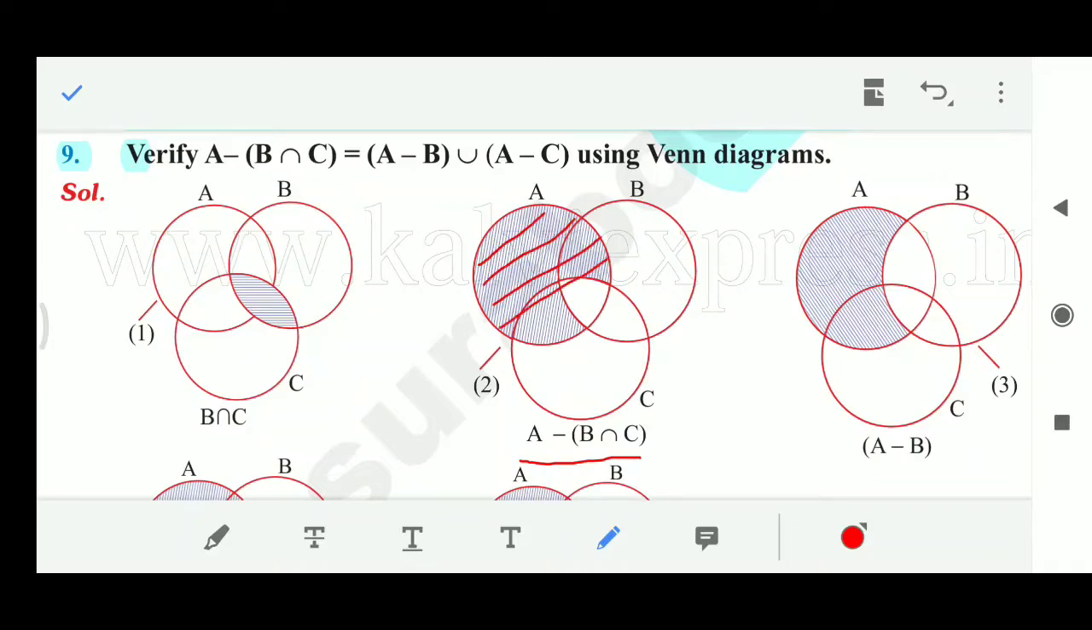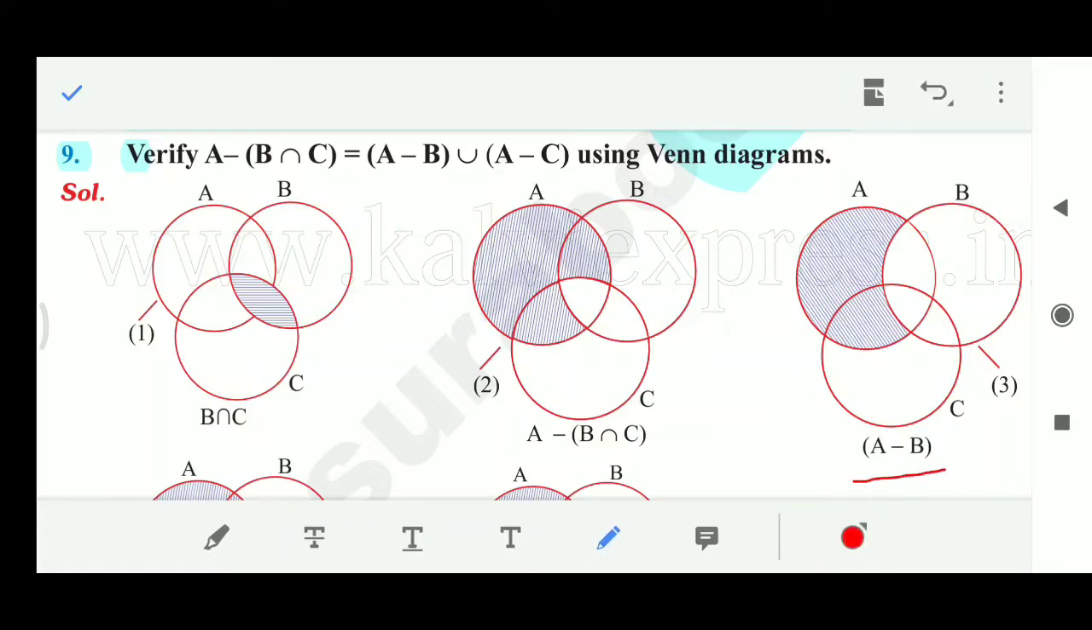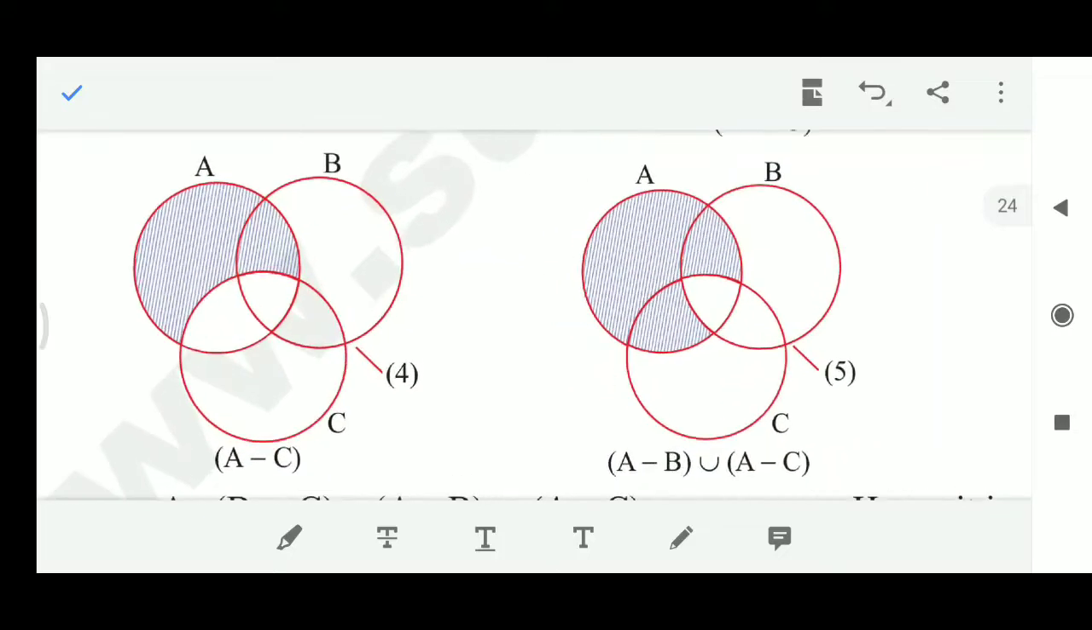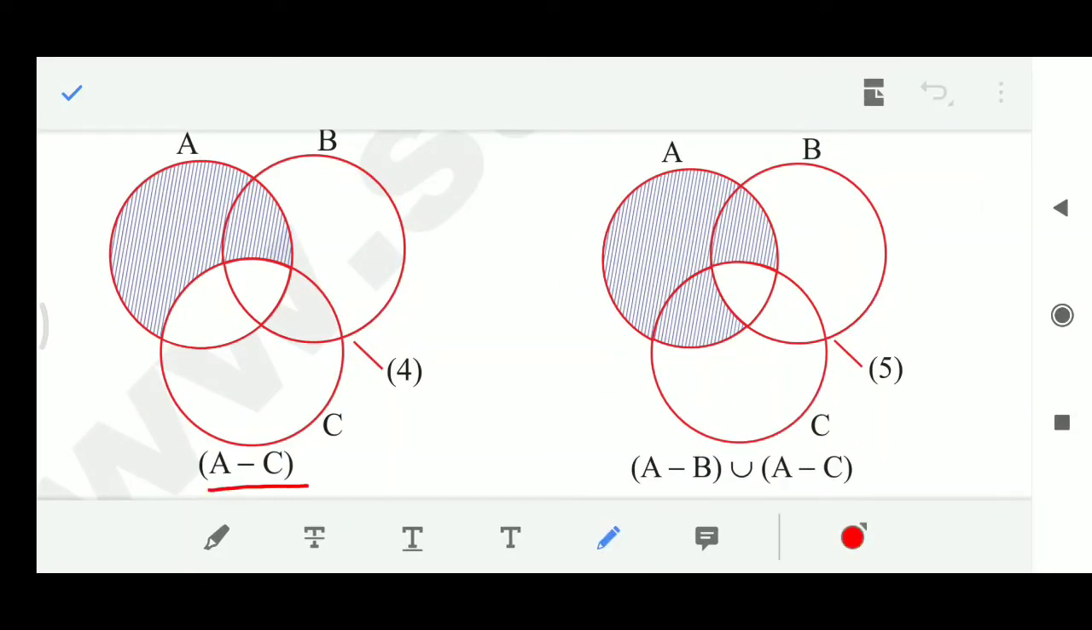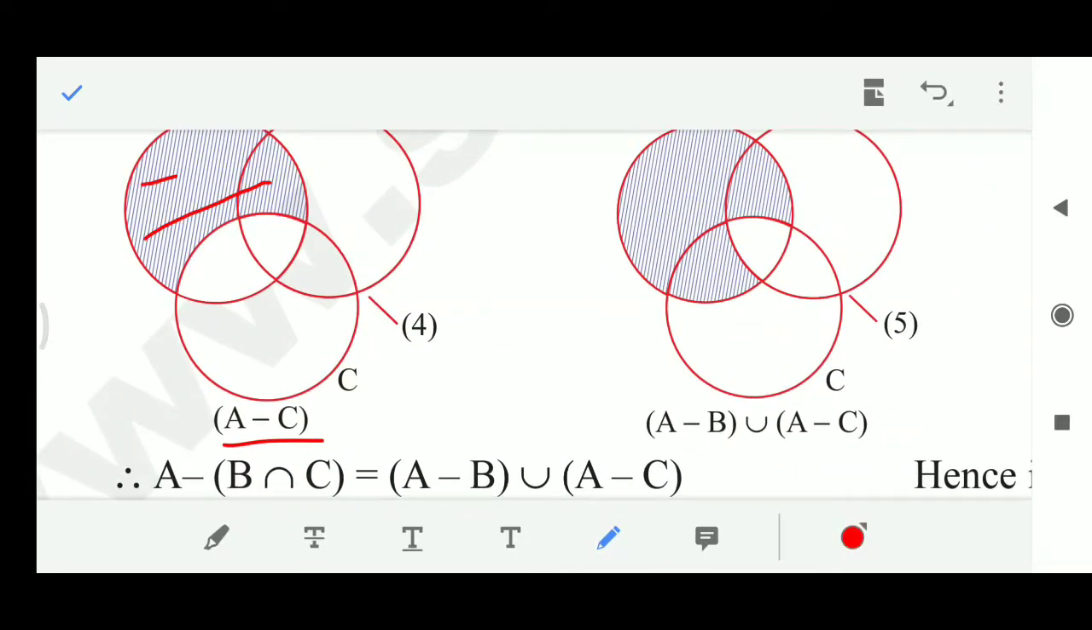Then the right hand side, A minus B. In this you have to remove the B part from A, so you shade A excluding B. Next, A minus C. Here we have to exclude the C part which is in A, so you have to shade the remaining A part. So you will get the fourth diagram.